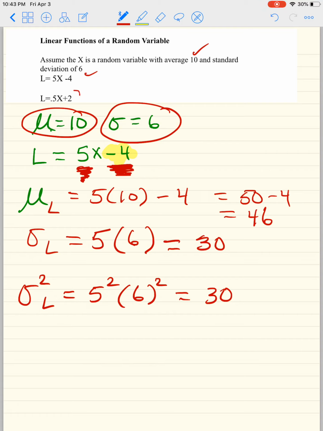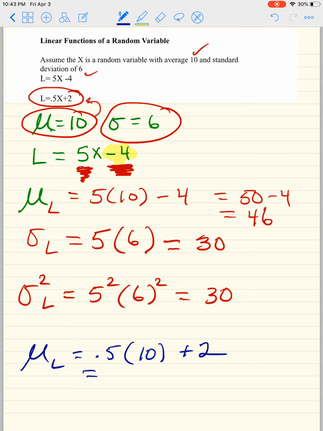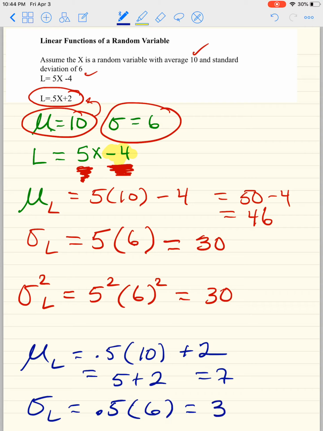So let's look at this guy right here and try another example. What would happen if we put the 10 as the average through this machine here? Well, mu is going to be 0.5 times 10 plus 2. So an average is affected by both the product and addition of a number. That's going to be 5 plus 2, which is 7. But the standard deviation is not. It's only affected by that 0.5. So the 0.5 times the 6. That's just going to be 3.